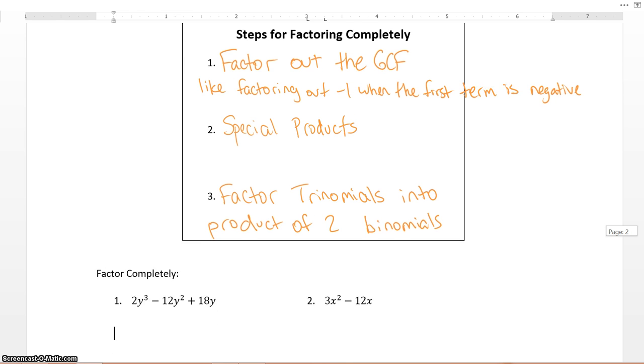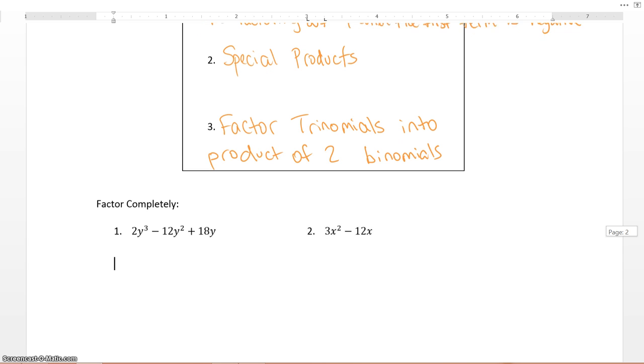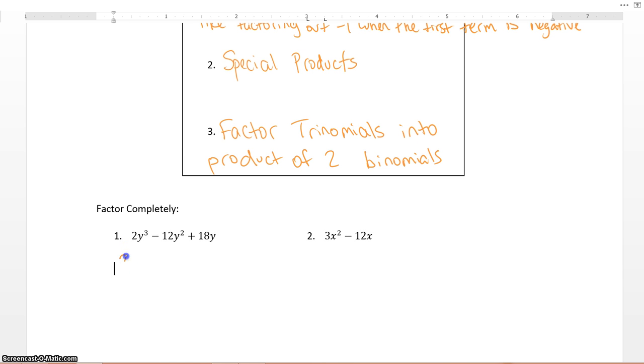Okay, so let's go through some examples down here. If we look at these, and you should have already written these down, factor out the GCF. I see 2y cubed minus 12y squared plus 18y. First, look at the numbers. What number could you factor out of all three of these? You could factor out a 2. And then this says y cubed, y squared, and y. So they all have a y in common. You're going to pull that out front too.